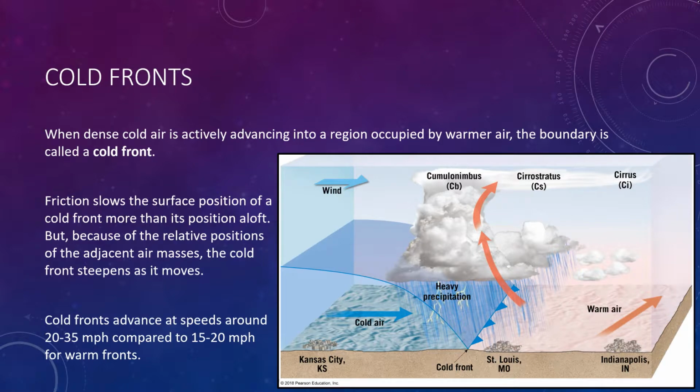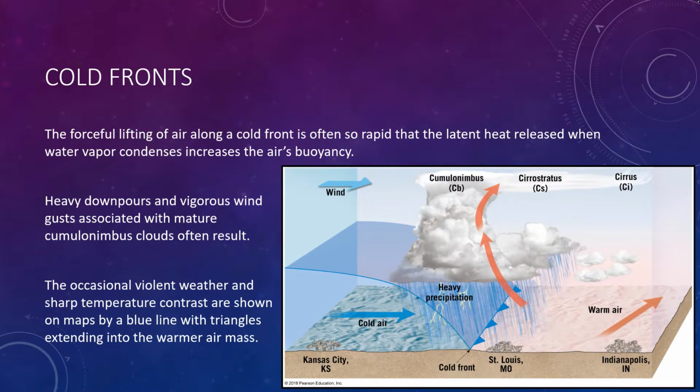And this is important. On average, cold fronts are about twice as steep as warm fronts, having a slope of perhaps 1 to 100. In addition, cold fronts advance at speeds of around 20 to 35 miles per hour, compared to 15 to 20 miles per hour for warm fronts. These two differences, the rate of movement and the steepness of the slope, largely account for the more violent nature of cold front weather compared to the weather generally accompanying a warm front.